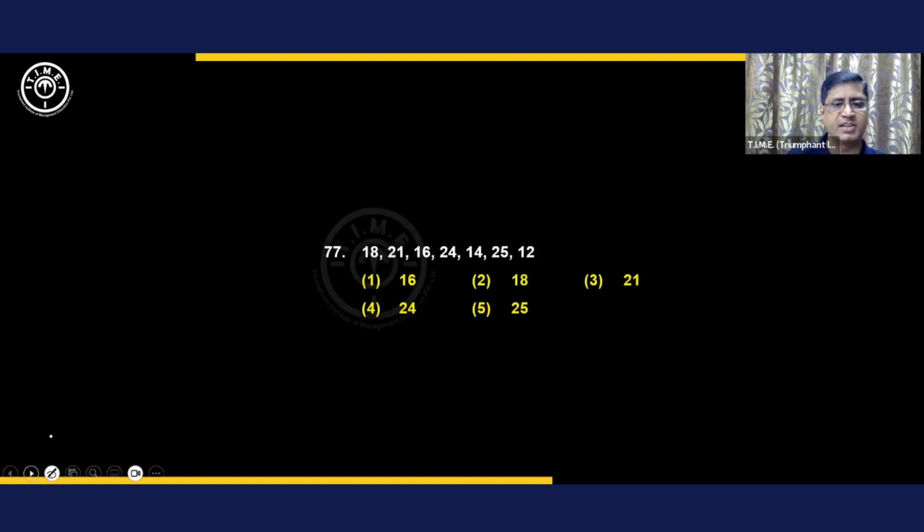Now look at the next example. 18, 21 and 16 and so on. Now what is the gap between these two values? The gap between 18 and 21 is equal to 3. Now what about the next one? The gap here is a positive 3. What about this one? It is a minus 5. What about this one? It is a plus 9. Sorry, plus 7.